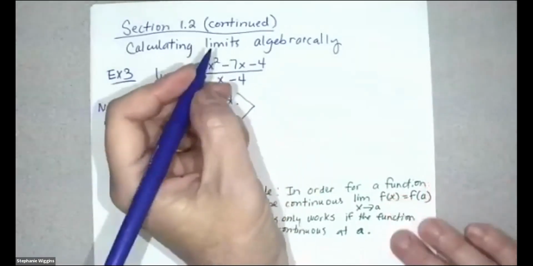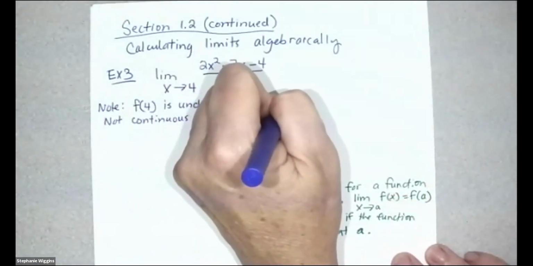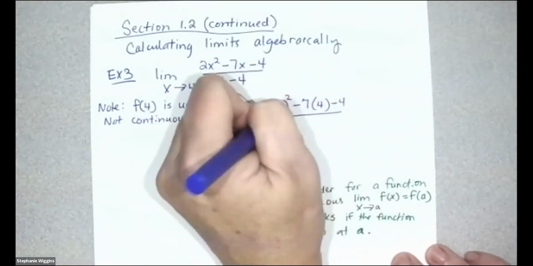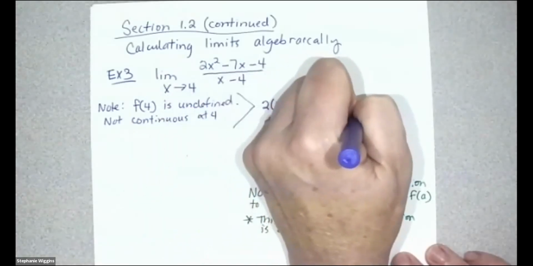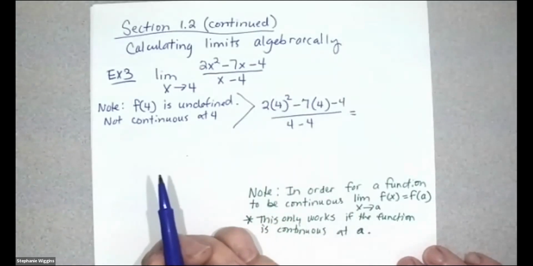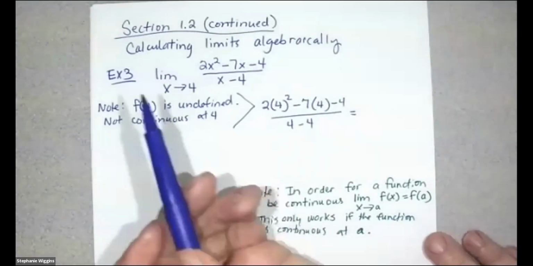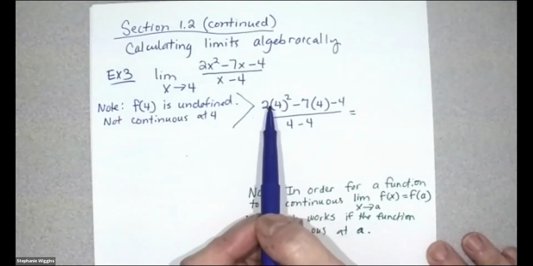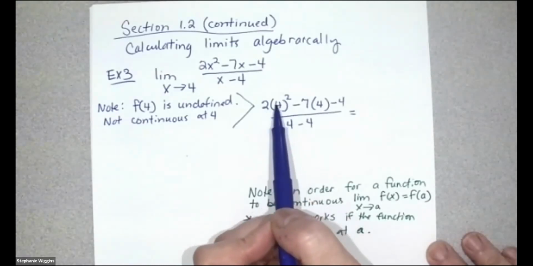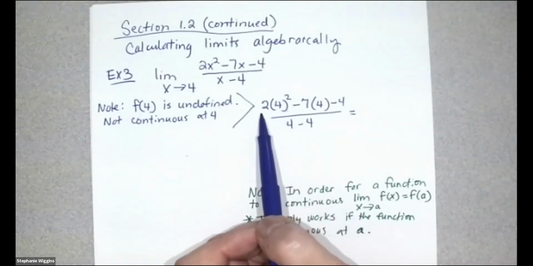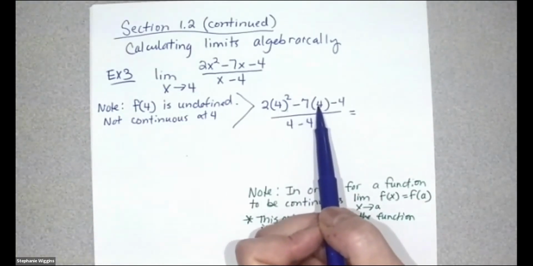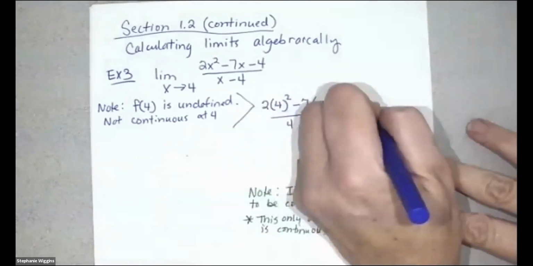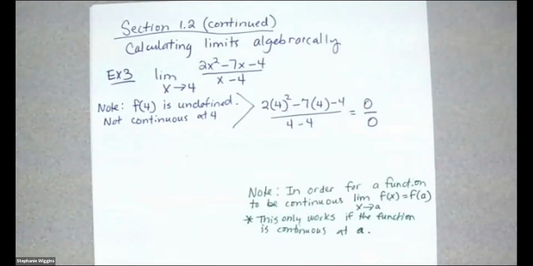And what we've got here is 2 times 4 squared minus 7 times 4 minus 4 over 4 minus 4. You're maybe wondering, well, that's undefined. Why are you calculating it? Well, what I want to show you here is that not only is the denominator 0, but the numerator is also 0, because we have 2 times 4 squared, that's 32, because 2 times 16 is 32. 7 times 4 is 28, so I have 32 minus 28, that's 4, minus 4 is 0. So it's in the form 0 over 0, and there's something special about this form.